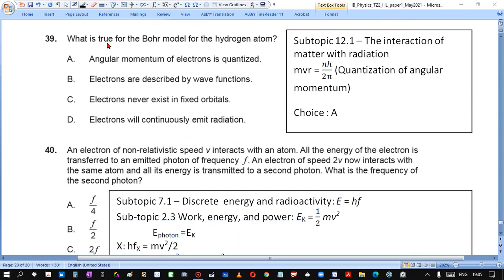Question 39. What is true for the Bohr model for the hydrogen atom? Actually it is the quantization of angular momentum. So choice A.